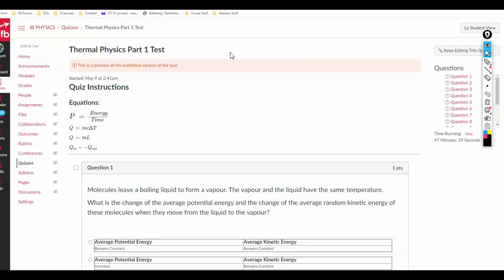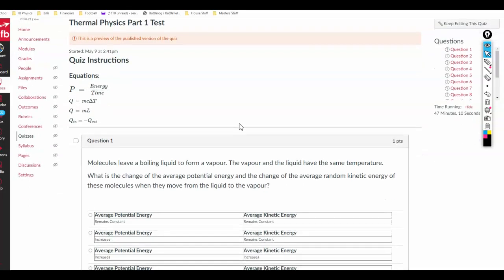Okay, so in this video, we're going to be going over the Thermal Physics Part 1 test. This test had both multiple choice questions and free response questions, primarily relating to heat and temperature and pressure and specific heat capacity and latent heat problems, including two object problems.